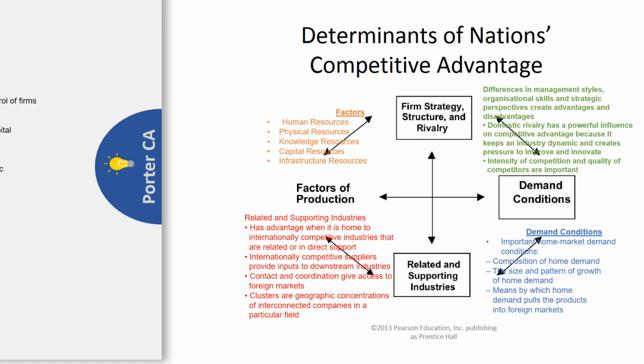And finally, firm strategy, structure, and rivalry. An intense intercompany rivalry between firms such as Mercedes, BMW, and Volkswagen feeds rapid innovation as each firm competes for the attention of customers.